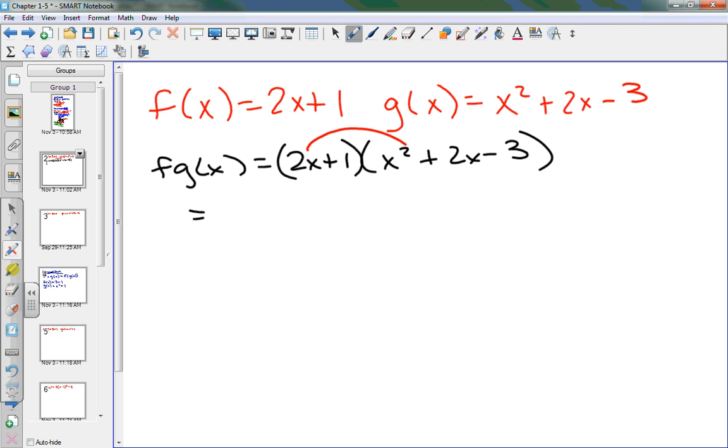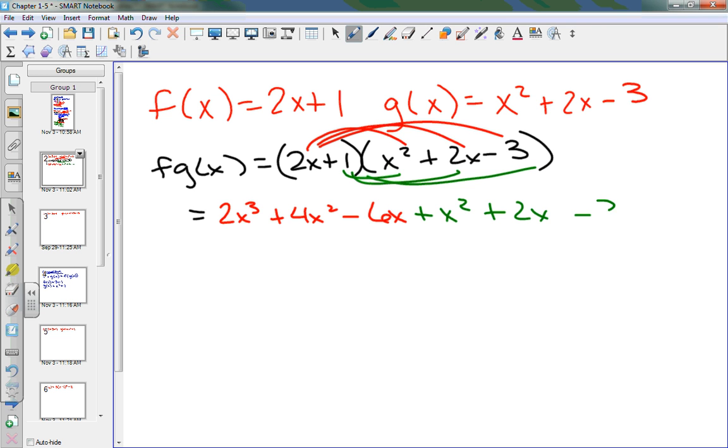So I'm going to have 2x times x squared to give you 2x cubed. 2x times 2x gives you 4x squared. 2x times negative 3 gives you a negative 6x. Plus x squared plus 2x minus 3. I'm walking away. The sooner I get out of your way, the better off you can copy. I distributed the 2x, that's the red. The green is me distributing the 1.